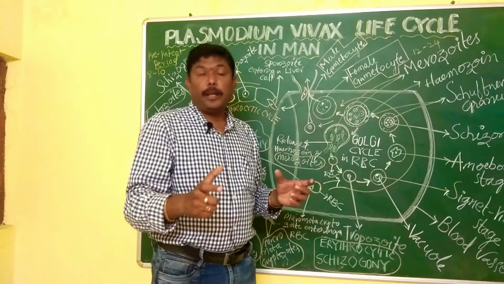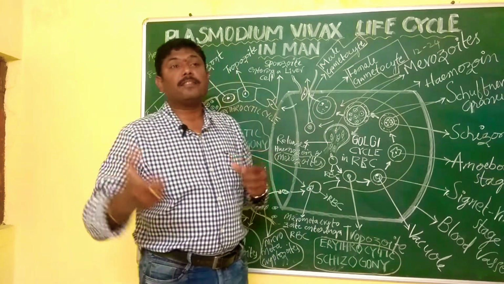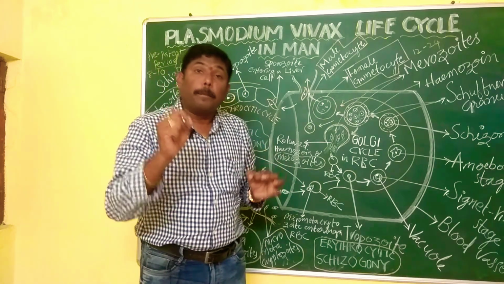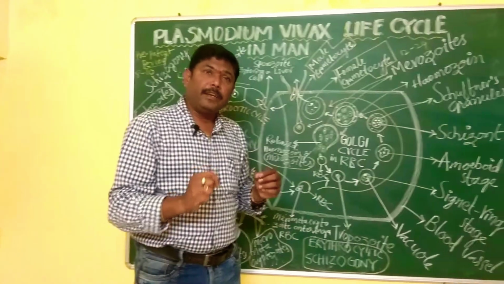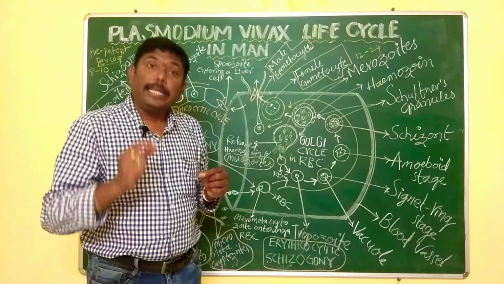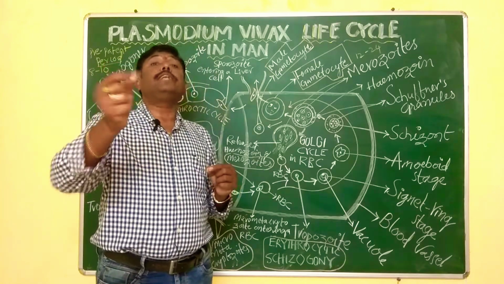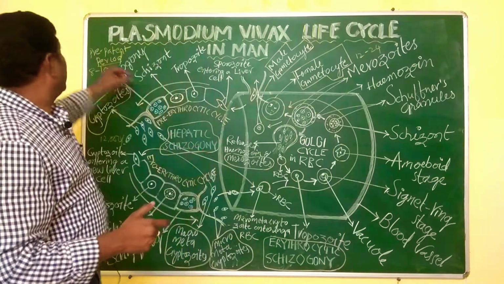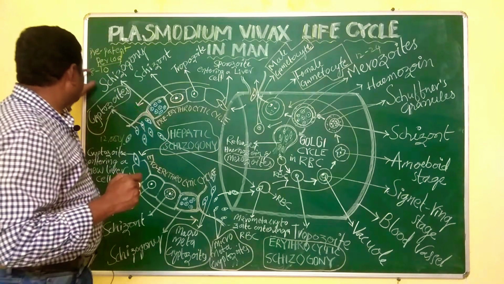And this period may vary from species to species of genus Plasmodium. That's why it may be between 10 to 14 days. The incubation period may be between 10 to 14 days, whereas prepatent period may be between 8 to 10 days.